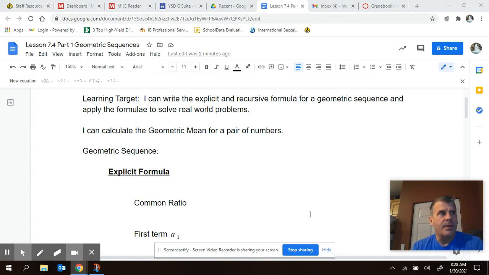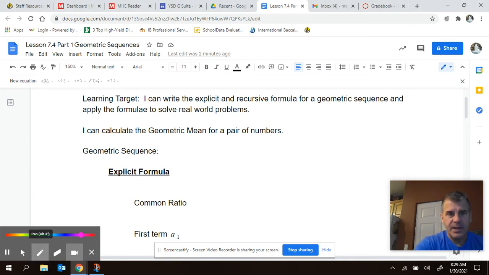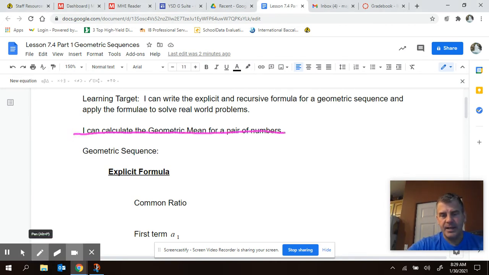Now, maybe it's been a while since you've dealt with sequences, but we'll define what a geometric sequence is and then some of the key principles involved with it, as well as some of the key notation that goes with it. So first of all, we're going to look at being able to write the explicit and recursive formula for a geometric sequence, and then apply those formulae to real world type problems. And then we're also going to be able to calculate the geometric mean for a pair of numbers, although I am going to adjust that, and you'll see that in the later videos as to how that actually takes place.